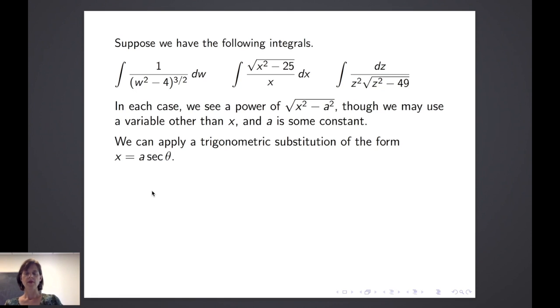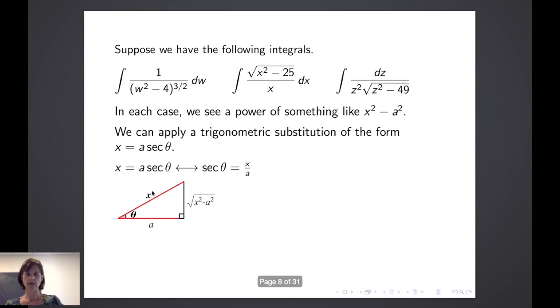When we see a power of the square root of x squared minus a squared, we can apply the trigonometric substitution of the form x equals a secant of theta. And as you recall, secant of theta is equal to the length of the hypotenuse over the length of the side adjacent to angle theta. So I can draw a reference triangle related to secant of theta equals the hypotenuse over the adjacent, and then we can use the Pythagorean theorem to find the length of the third side, namely the side opposite angle theta, which in this case is the square root of x squared minus a squared.